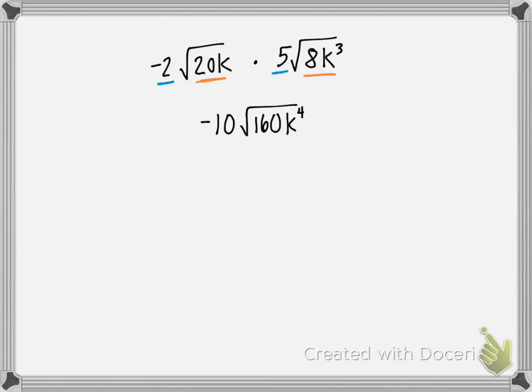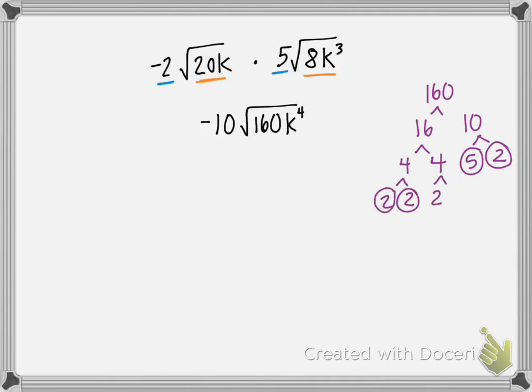From here, we do have to continue to simplify. I know that 160 has some pairs, so we can simplify the square root of 160, and k to the fourth is also a perfect square, so that can be simplified as well. If we make a factor tree for 160, that would be 16 times 10. 16 splits as 4 and 4. 10 splits as 5 and 2. Those are prime, so I could circle them. And then these 4s would split as 2 and 2. So these are the prime factors of 160.